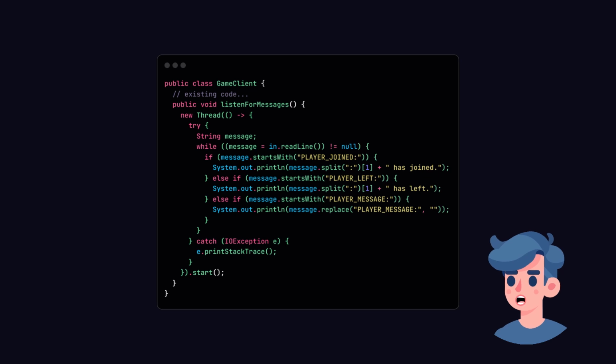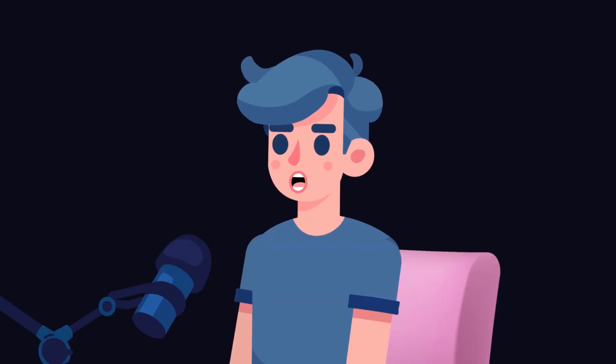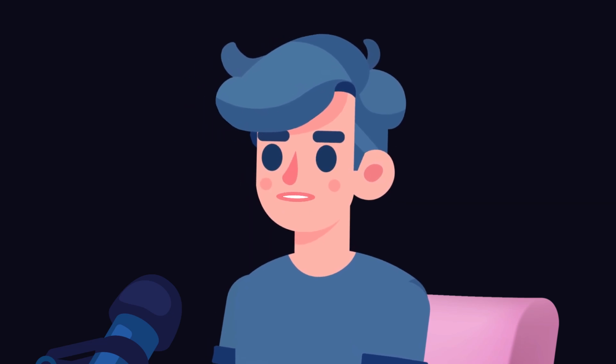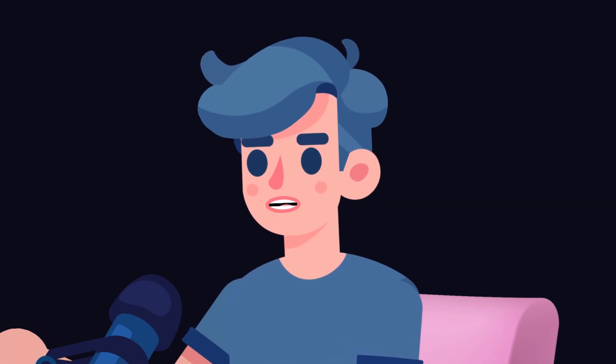Now, let's make some adjustments to the client to display messages in a friendly format. This adjustment allows your client to print usernames when players join or leave and provides a more engaging chat experience. Now, when a player sends a message, they will see it displayed with their name included.